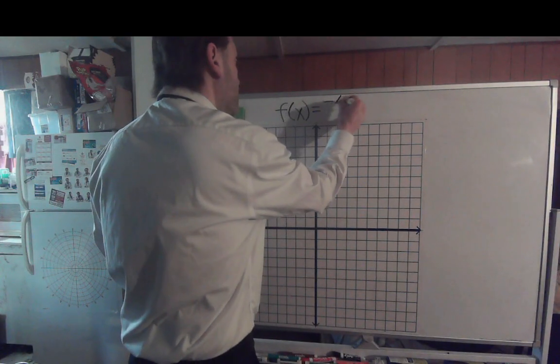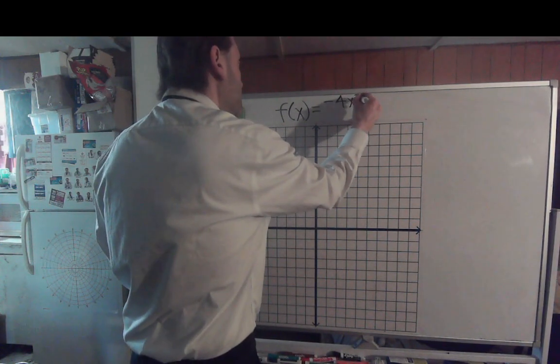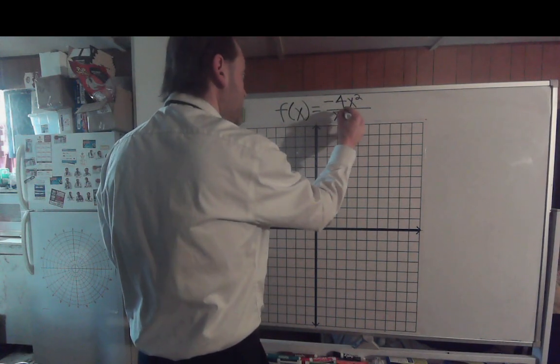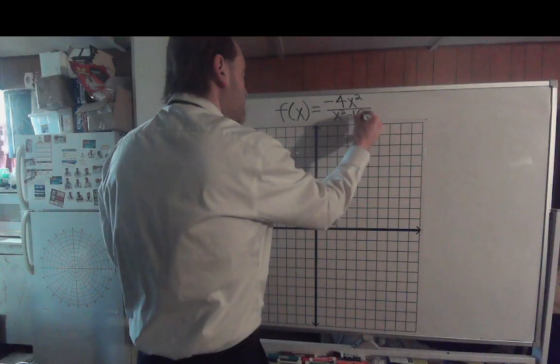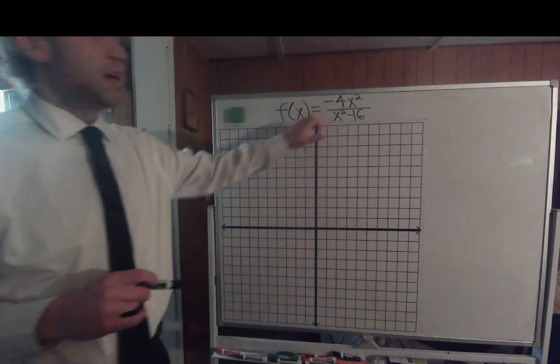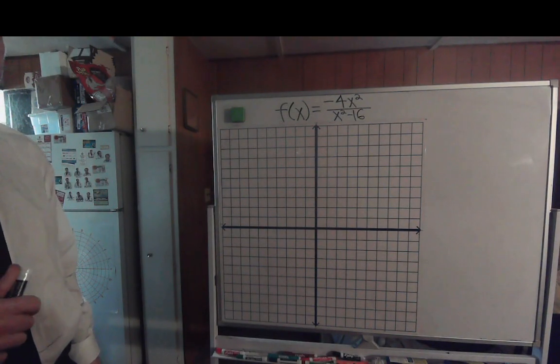I got two more. So f of x equals negative 4x squared divided by x squared minus 16. So we have f of x equals negative 4x squared divided by x squared minus 16.